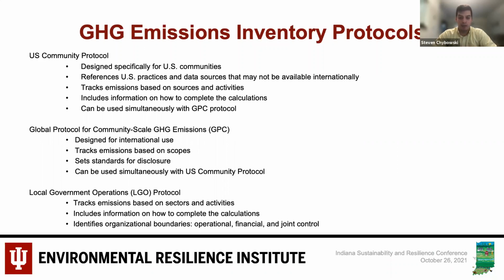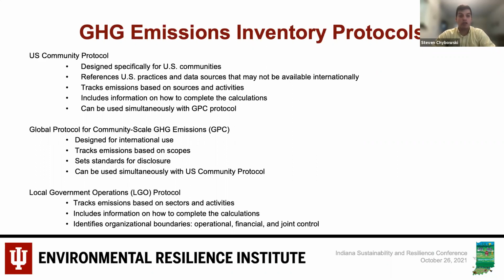I just want to hit on a few of these different options. There's the US Community Protocol. That's the instructions and guidebook for US communities on how to do a greenhouse gas emissions inventory. The way that this is different from the other ones is that it references certain things that are only available for data sources here in the US. So it's a little more clear about where you can go to find the information that you're going to need for gathering all of the data for a greenhouse gas emissions inventory. If you follow the US Community Protocol, that is totally in line with global reporting if you're looking to report to various international standards on greenhouse gas emissions accounting.